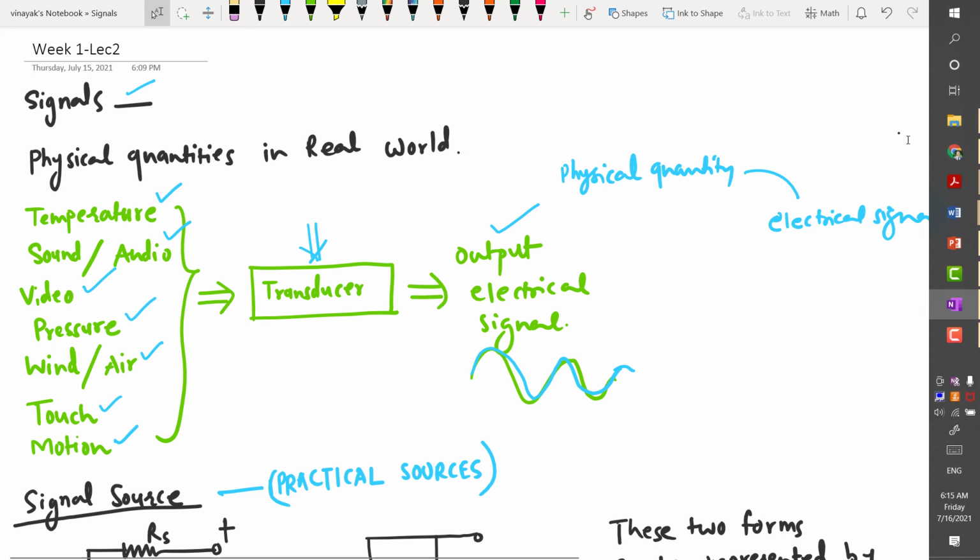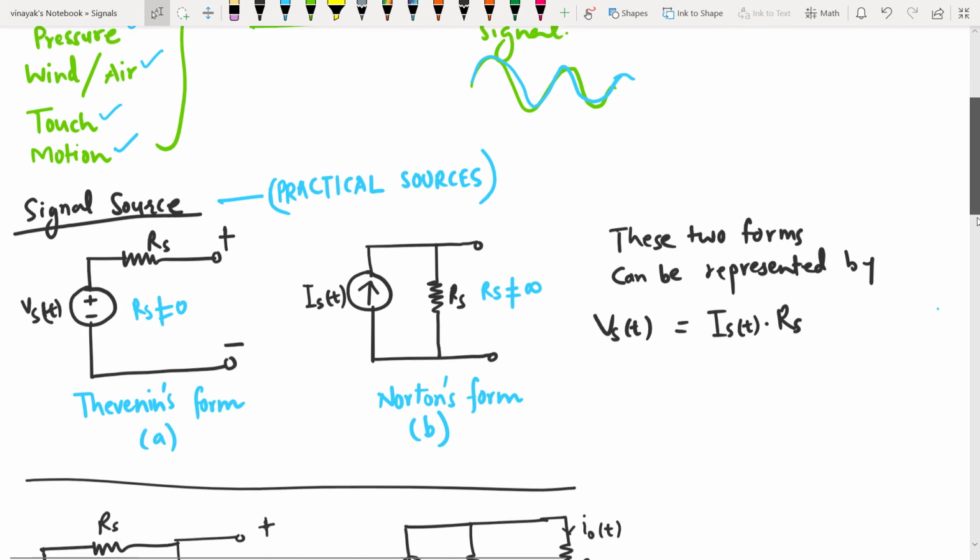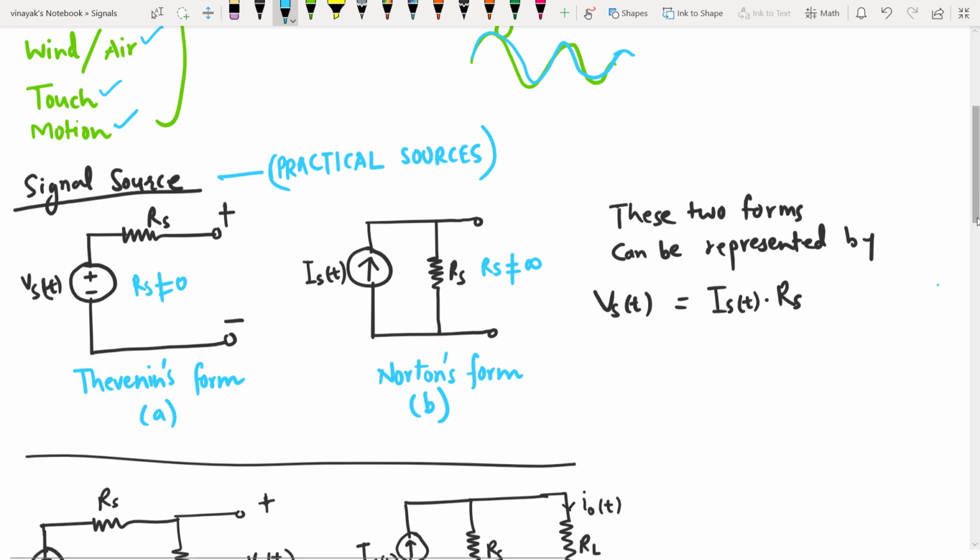That is the signal source. As you can see here, what we have is a signal source. There is a voltage source represented by Vs of t, and it has a source resistance represented by Rs. This is the voltage signal source on the left, and on the right side we have the current signal source, where the current source is given by Is of t, and it has a resistance in parallel represented by Rs.